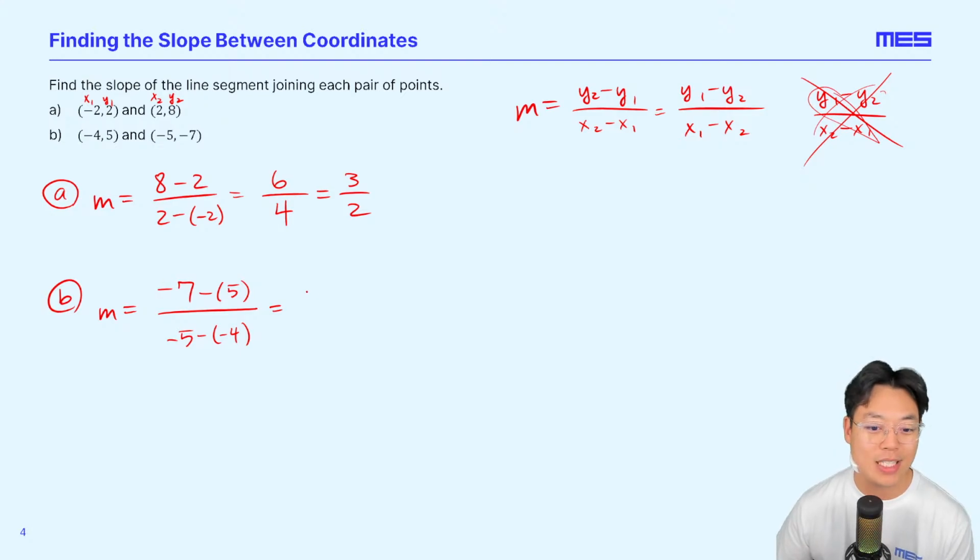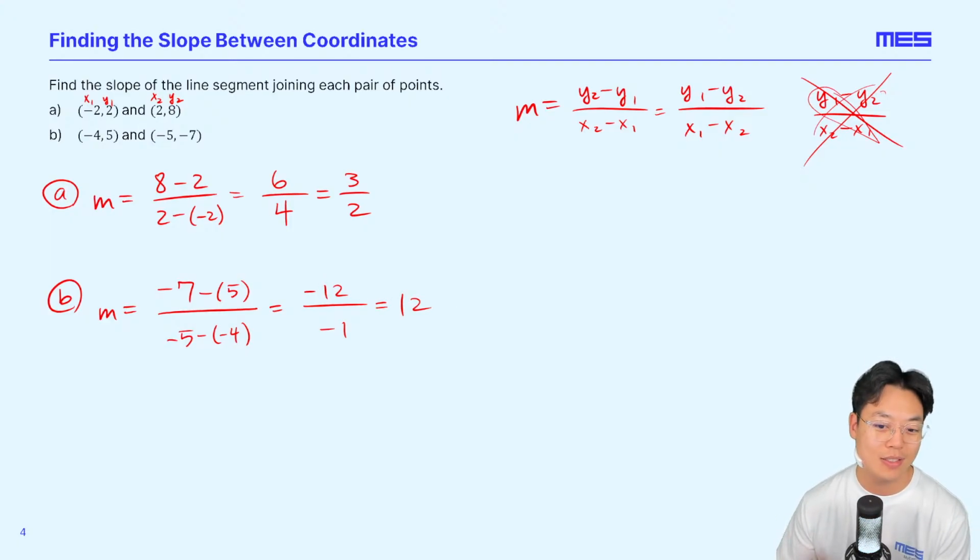So negative 7 minus 5 is negative 12 all over negative 5 plus 4. That's negative 1. A negative divided by a negative is a positive, so we're left with just 12. Great. So now we're pretty confident in finding slopes between coordinates. Let's check out how we can use these.